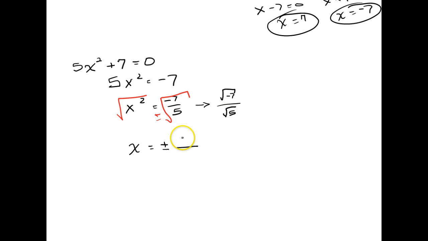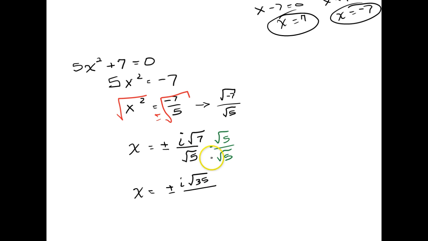And simplifying this is going to be i square root of 7 over square root of 5. But we need to rationalize this, so we need to multiply the top and bottom by square root of 5 over square root of 5. And again, watch the radical simplification video for more help on this. Okay, square root of 35 over square root of 25, which is just a regular 5. And so there's the final answer on that.